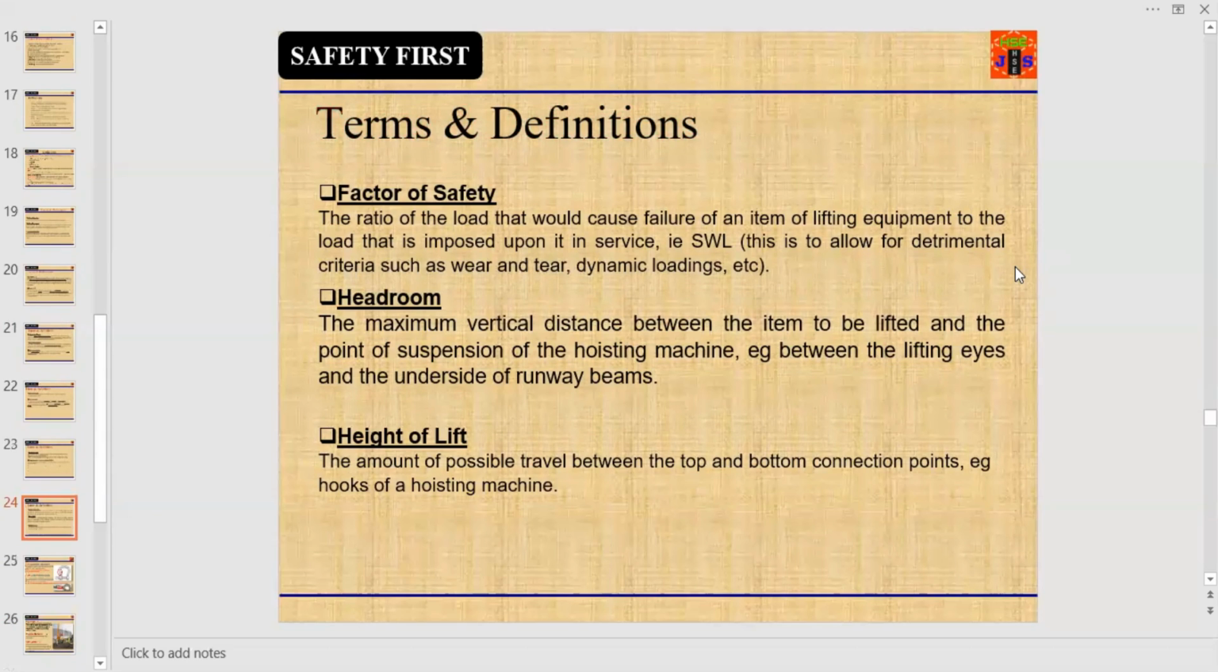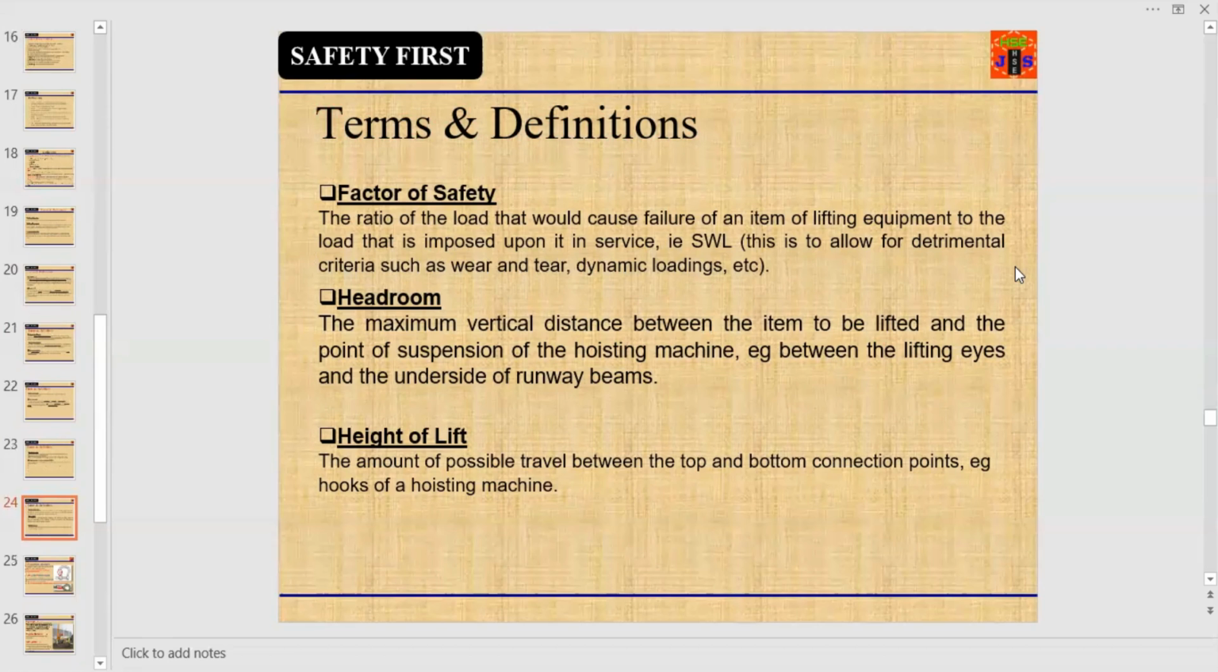What do you understand by the factor of safety? The ratio of the load that would cause failure of an item of lifting equipment to the load that is imposed upon it in service. For example, SWL, safe working load. This is to allow for detrimental criteria such as wear and tear, dynamic loadings, etc.